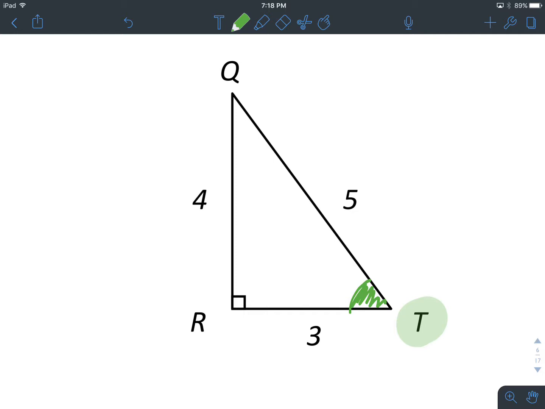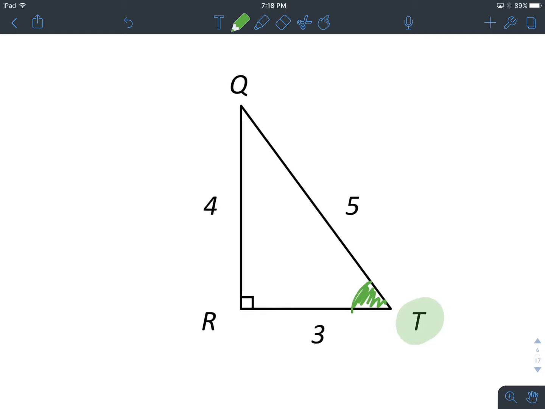I'm going to pause, or I would like you to pause the video here, and I'd like you to label this triangle. When you've got it labeled, come on back, and we'll see how you did.